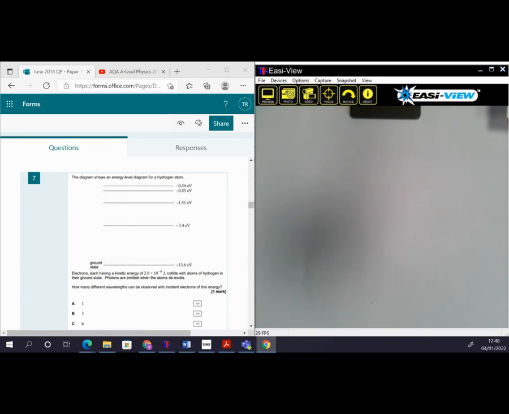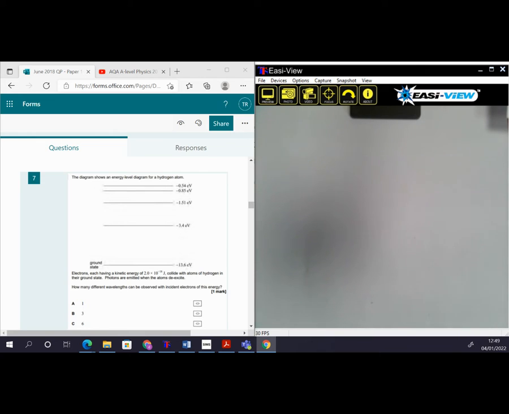This question is testing whether you understand electron energy level transitions and whether you can convert from joules into electron volts. So we've got electrons incident having kinetic energy of 2 times 10 to the negative 18 joules colliding. Because they're electrons rather than photons, it means that they can collide and give all their kinetic energy in theory, or some of it. But in this question, we're going to be looking at the maximum energy they could give.